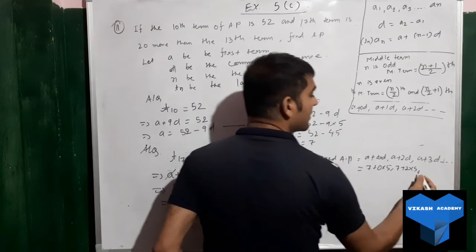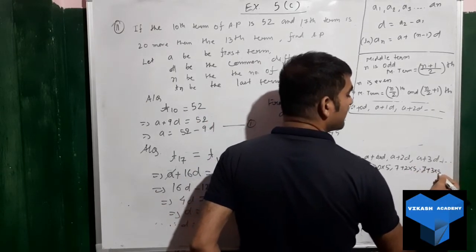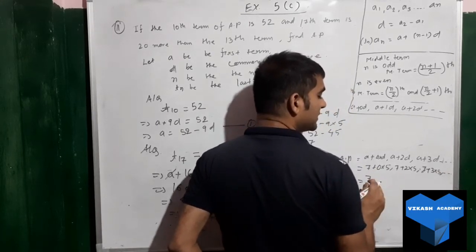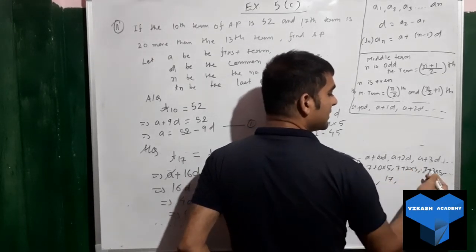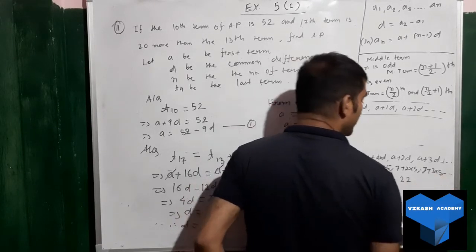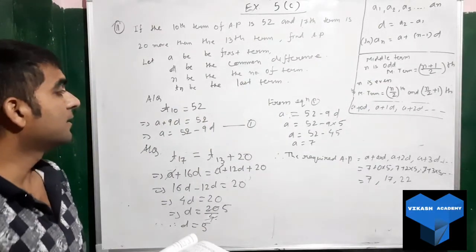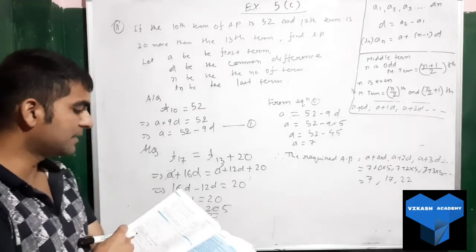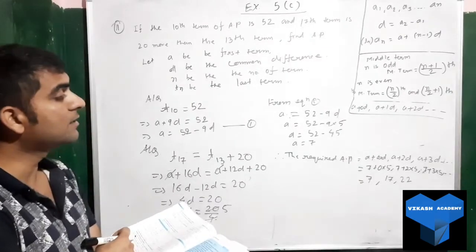Then A plus 3D, so it will be 7 plus 3 into 5, and so on. So the terms are 7, then 7 plus 5 is 12, 7 plus 2 into 5 is 10 plus 7, which is 17, then 7 plus 3 into 5 is 15 plus 7, which is 22. So this is what we are getting for question number 11.